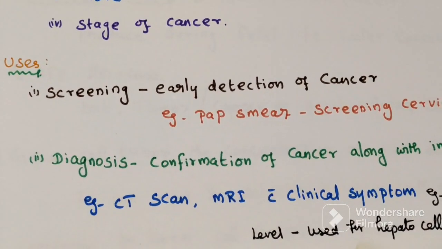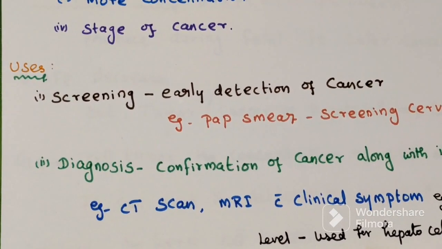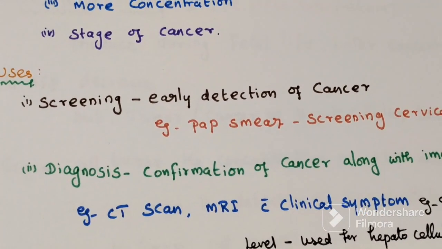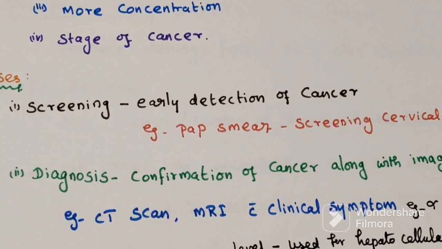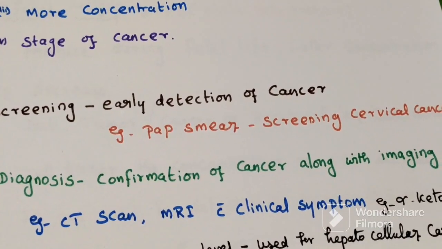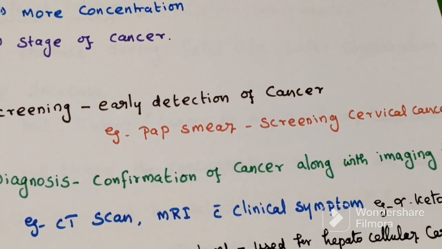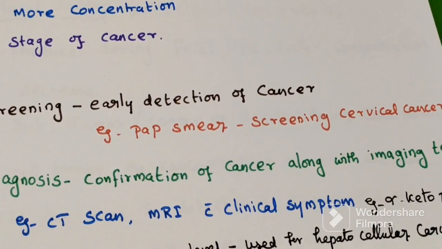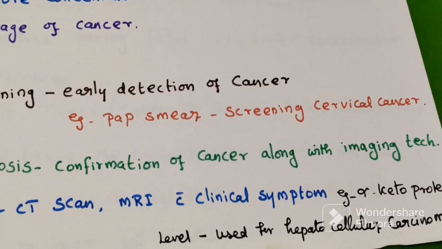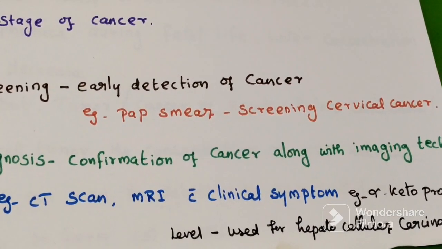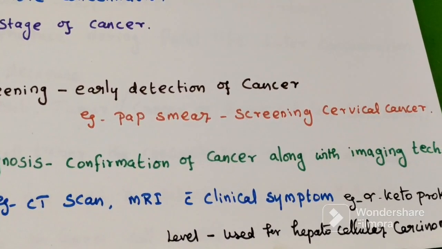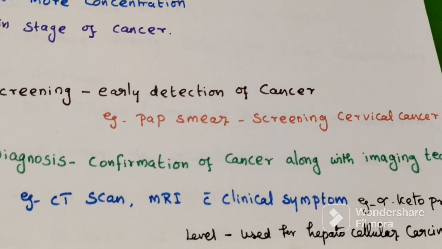Next, what are the uses? The first one is screening for disease, which means early detection of cancer. Early detection helps in curing cancer. It is very important, for example in the Pap smear, which is used for screening cervical cancer. Detection before symptoms appear is known as screening. It is used for screening cancer or disease.